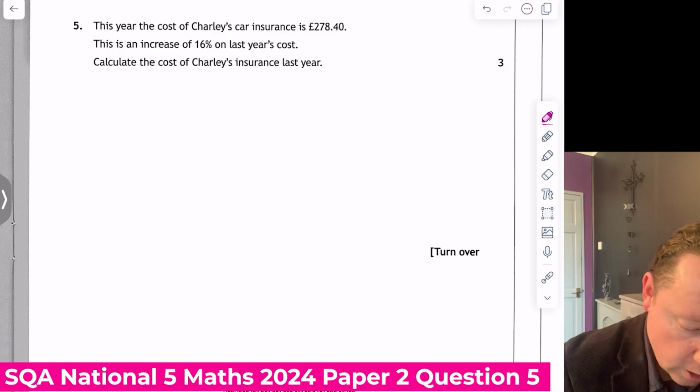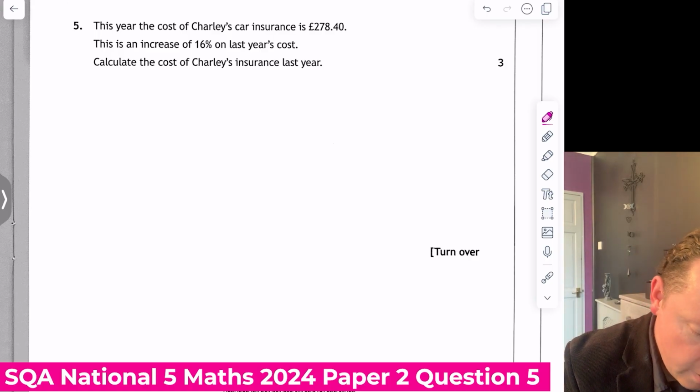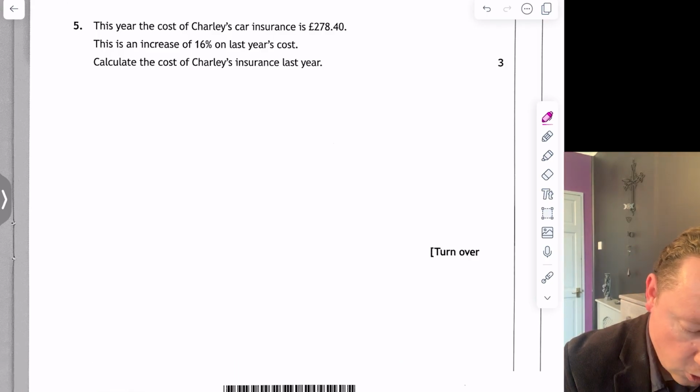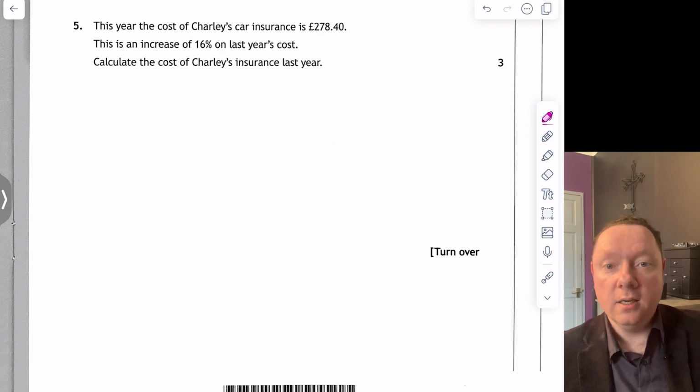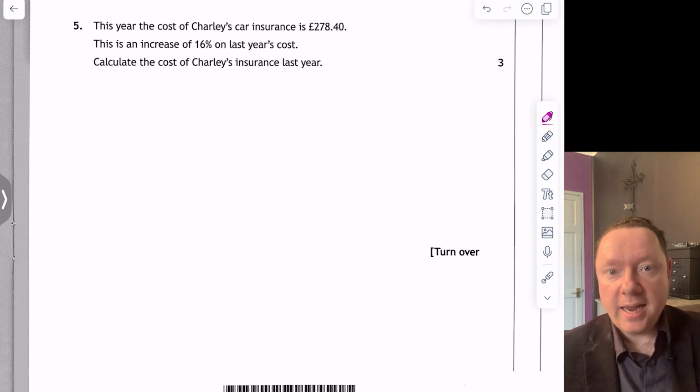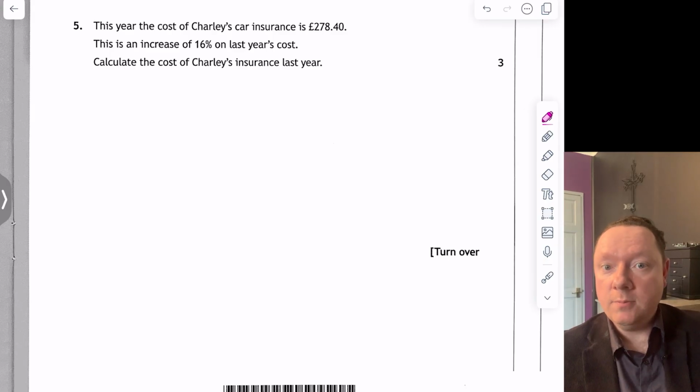This year the cost of Charlie's car insurance is $278.40. This is an increase of 16% on last year's cost. Calculate the cost of Charlie's insurance last year. No time means divide is what I usually tell people if it's not a basic percentage question. So there's no time, so I'm not doing appreciation. So it means I'm doing a reverse percentage.